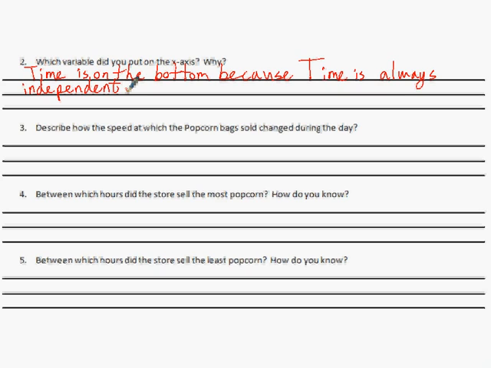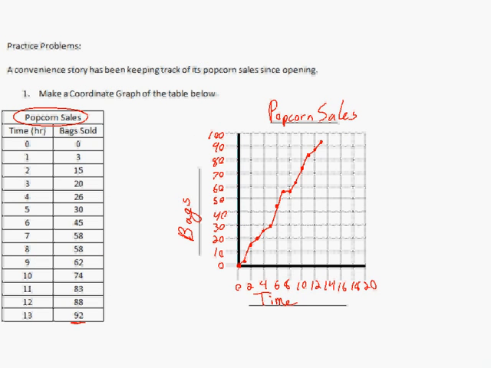Now, describe how the speed at which the popcorn bag sold changed during the day. If you remember from lesson 1.1, the speed is what's being added every time. So let's take a look at our table and see what's being added. Plus 3, plus 12, plus 5, 6, 4, 15, 13, 0, 4, not 8, that's a mistake, 12, 9, 5, 4.